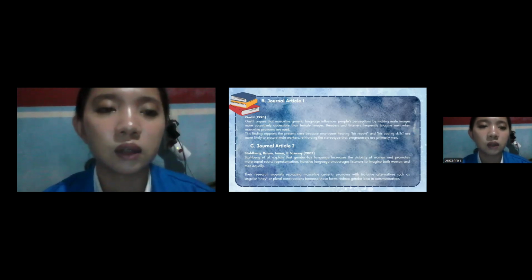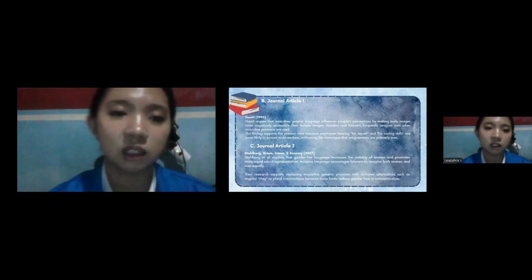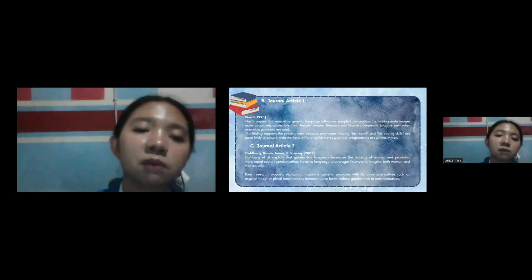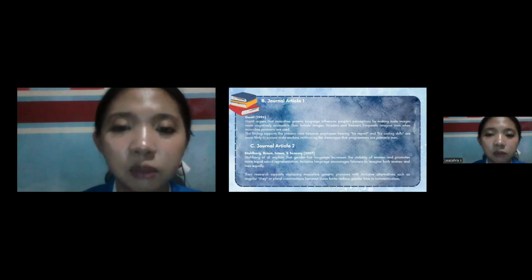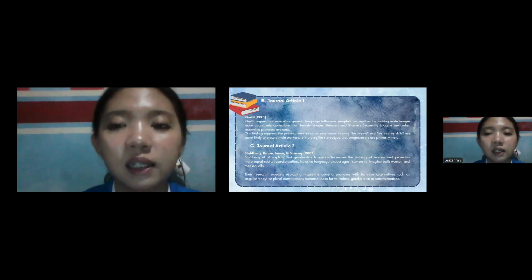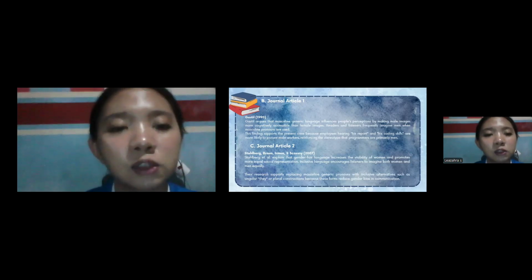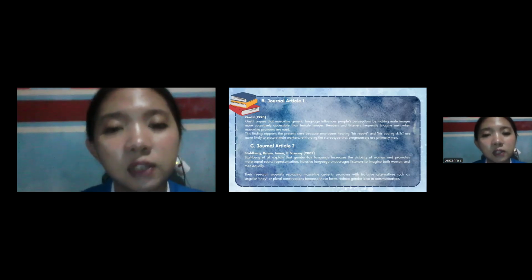Journal Article 1. Gastel argues that masculine generic language influences people's perception by making male images more cognitively accessible than female images. These findings support the present case because employees hearing his report and his coding skills are more likely to picture male workers, reinforcing the stereotype that programmers are primarily men.